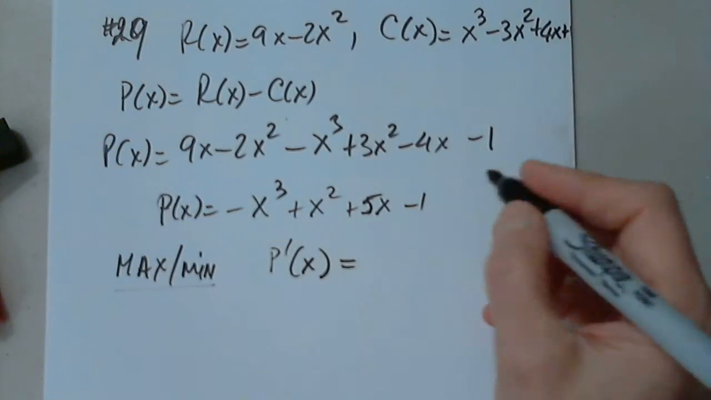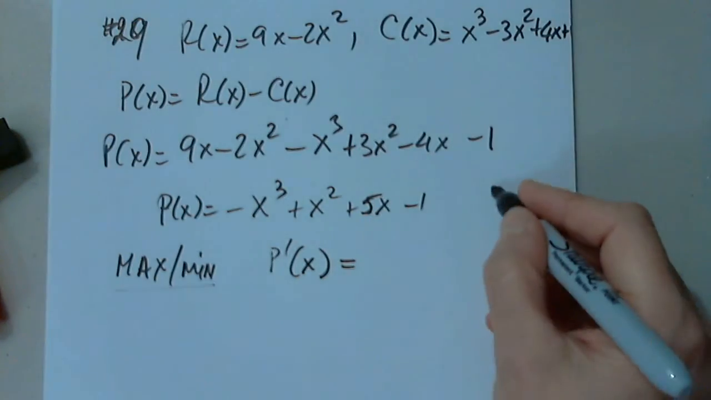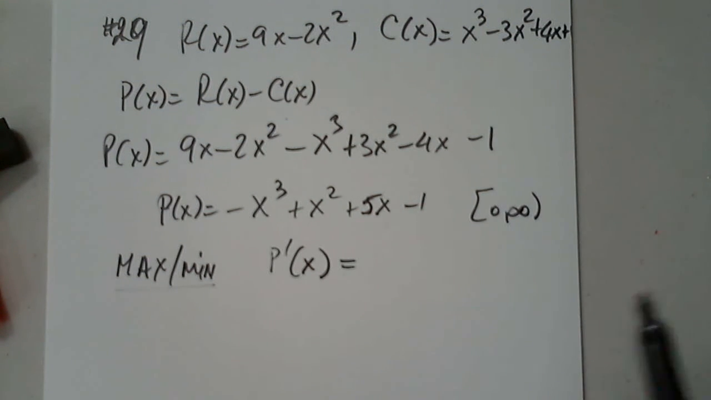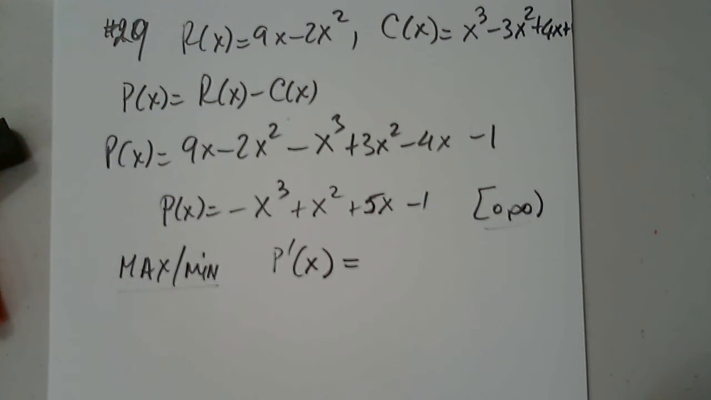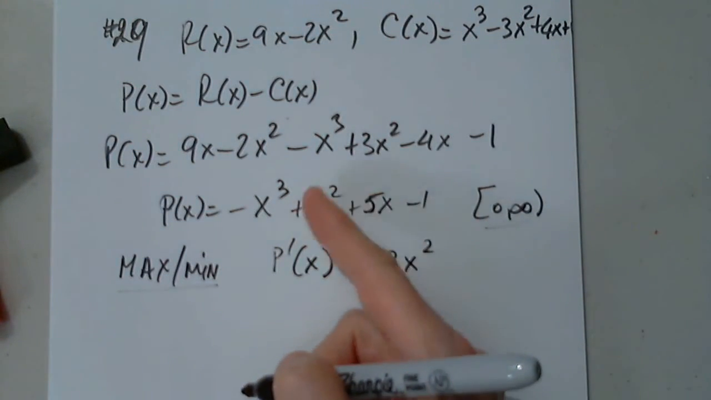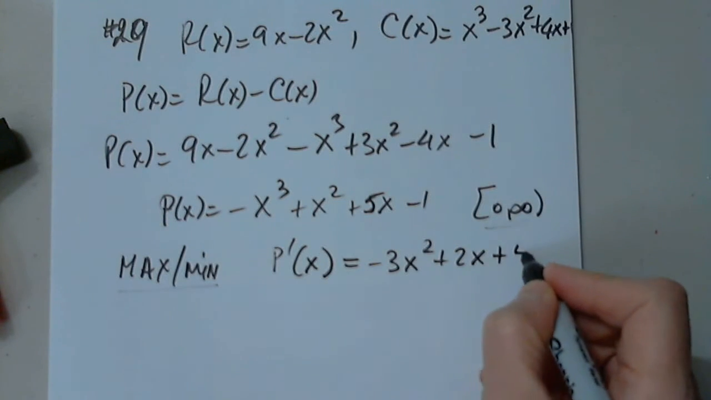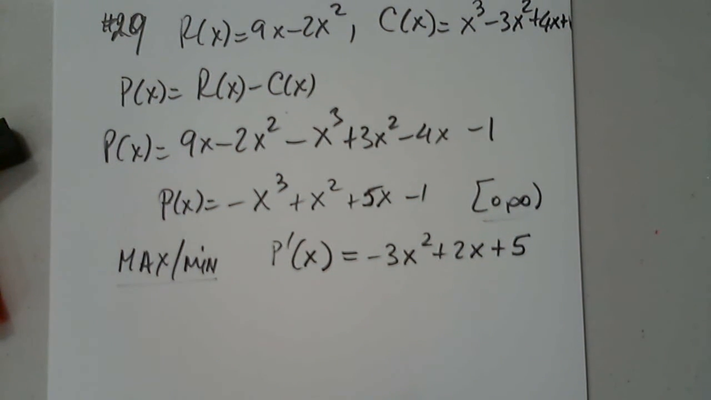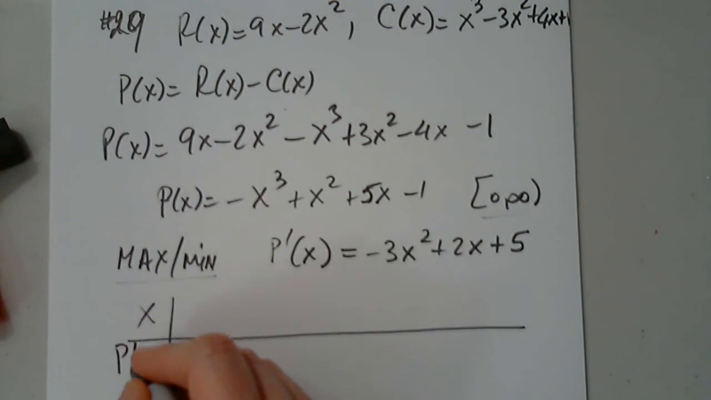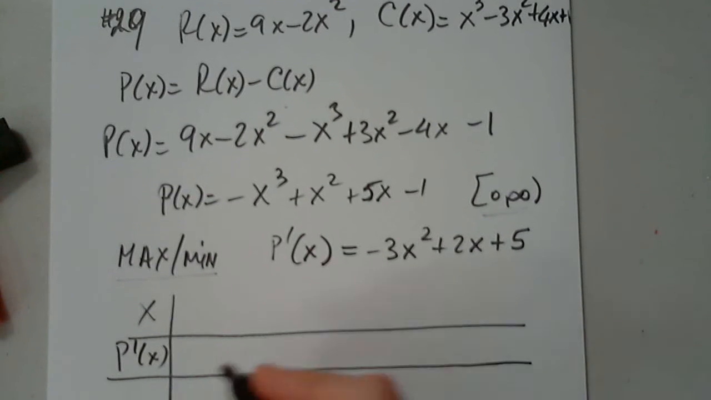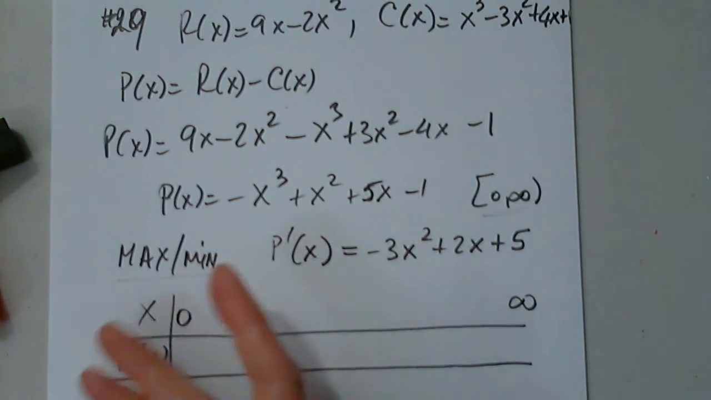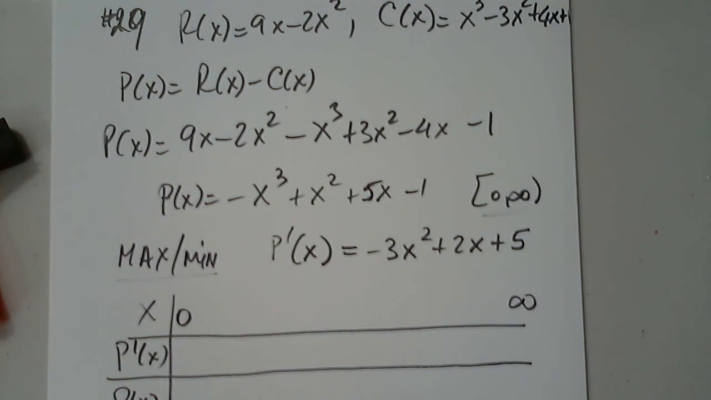You can say domain, true, but obviously we're talking about the number of units, so the domain will be 0 to infinity. Although it's a polynomial function that is defined everywhere, we cannot have negative units. So p prime is negative 3x squared plus 2x plus 5. Awesome. So I start my table immediately: p prime, and of course p of x. Of course I cannot have infinity, I cannot have 0, and so on.